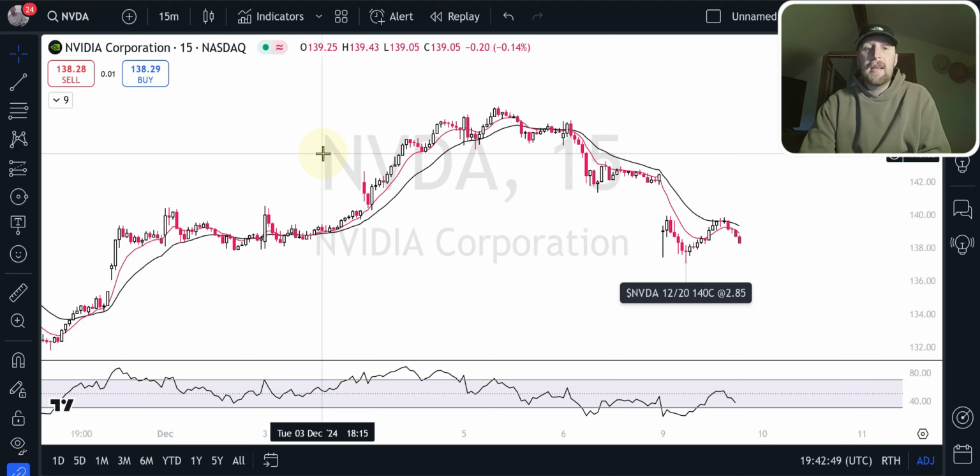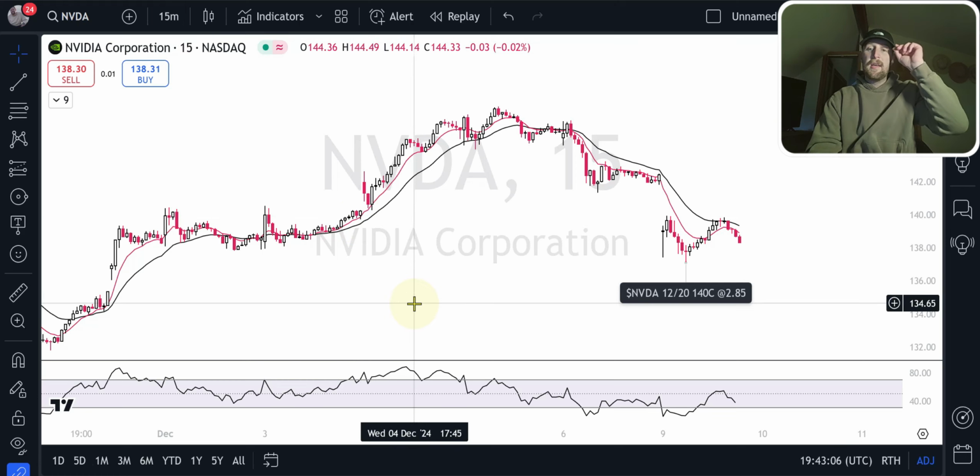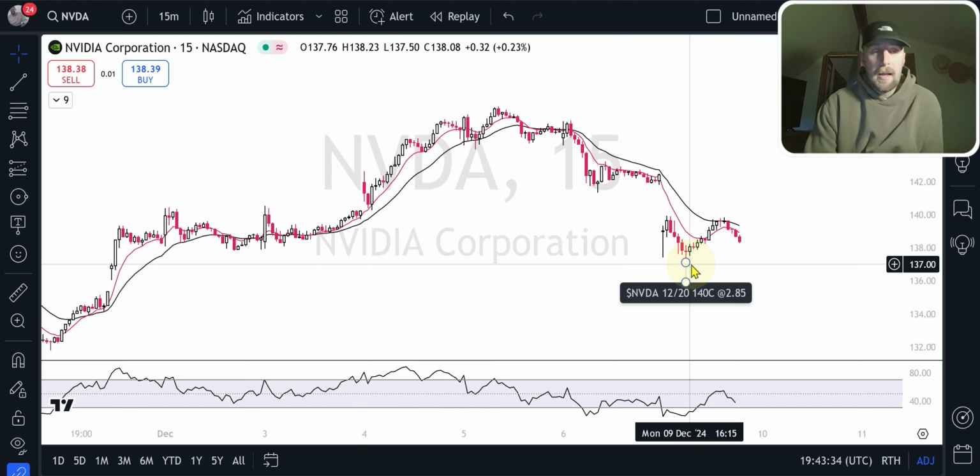So I want to break down a simple technique in trading, drawing your support and resistance. I want to break it down on NVIDIA, on the 15-minute time frame, because today we did alert NVIDIA December 20th $140 calls at the very, very bottom. So I want to make this very simple for you guys.